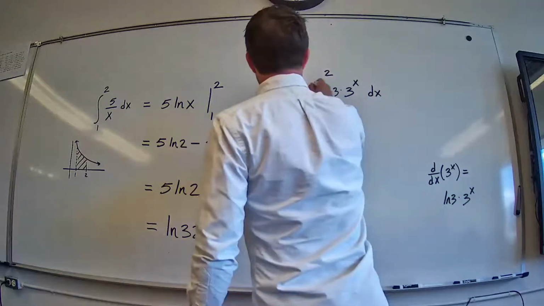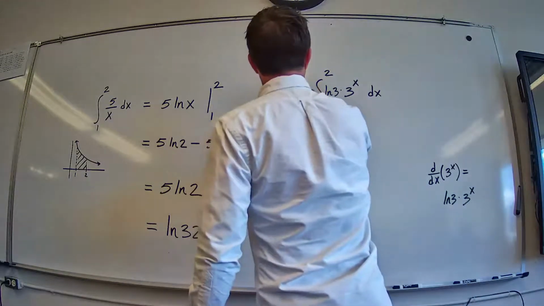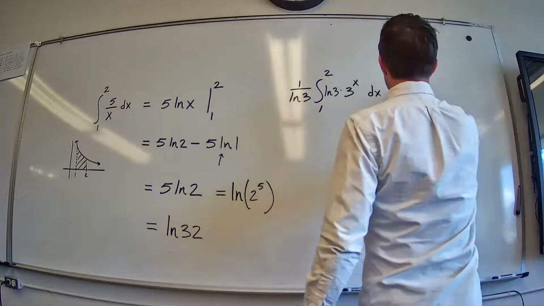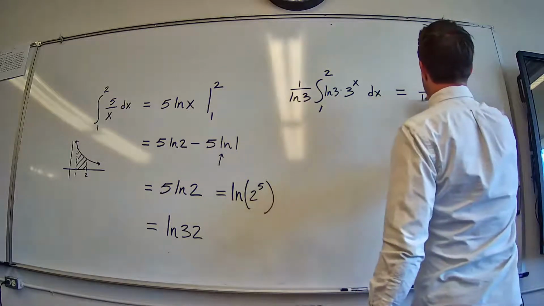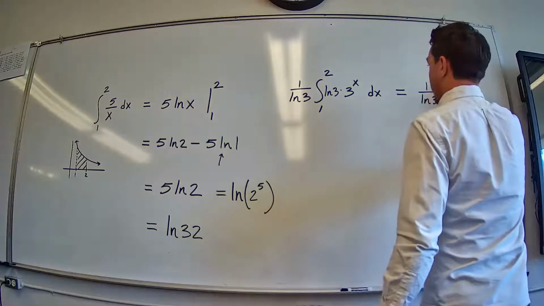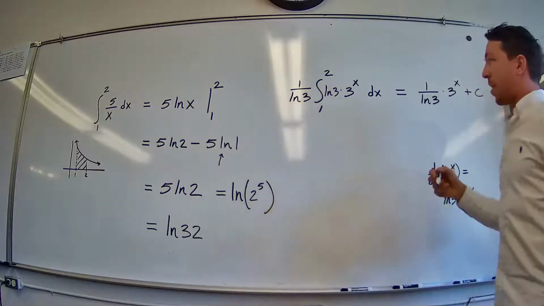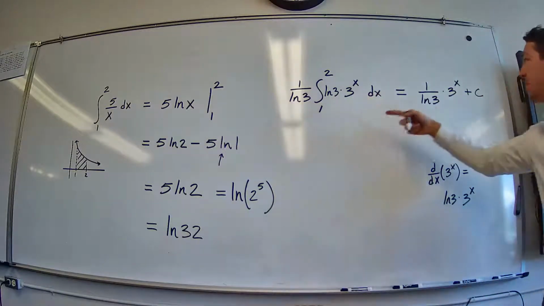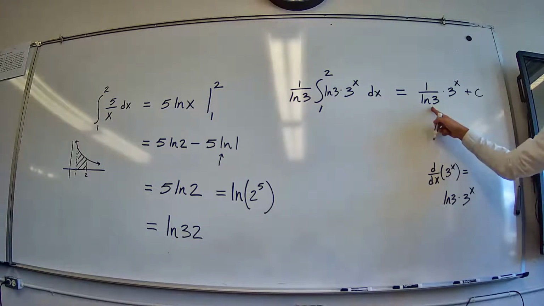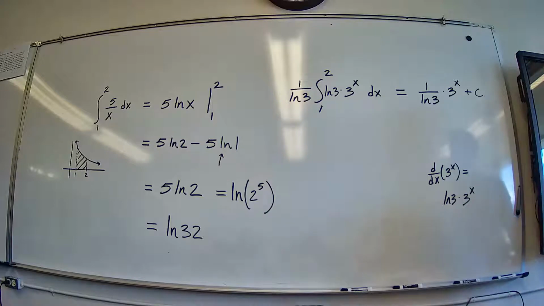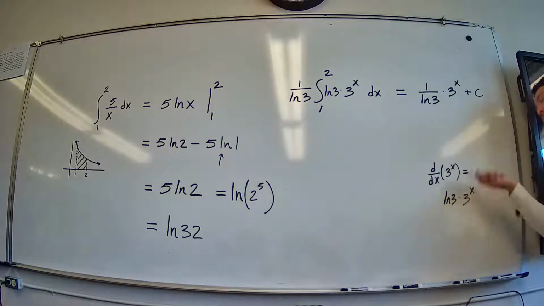Now, I would say that most calculus students consider this one of the set of things that they just have to memorize. They just memorize that the integral of 3 to the x is 3 to the x with a 1 over log 3 constant attached. I think it's good to understand why that's there. It's because of this.